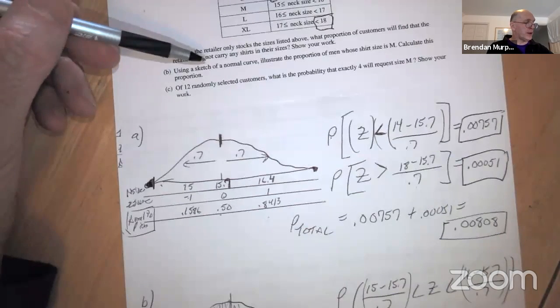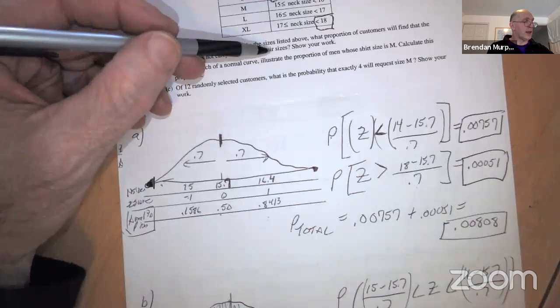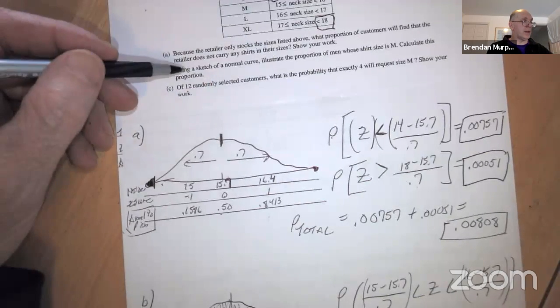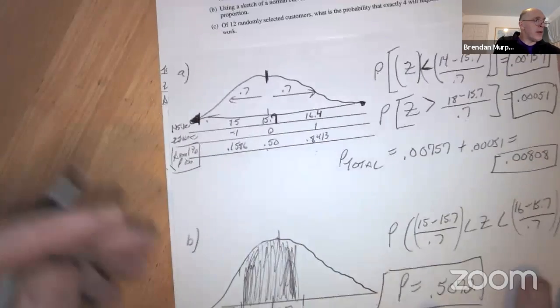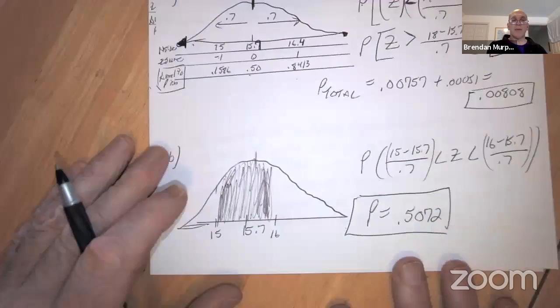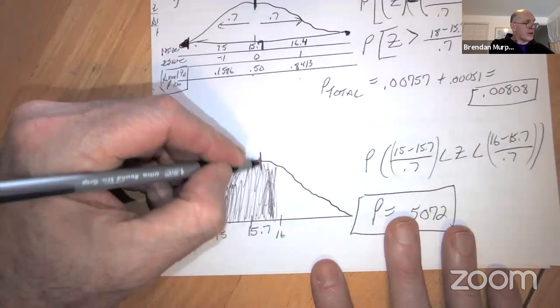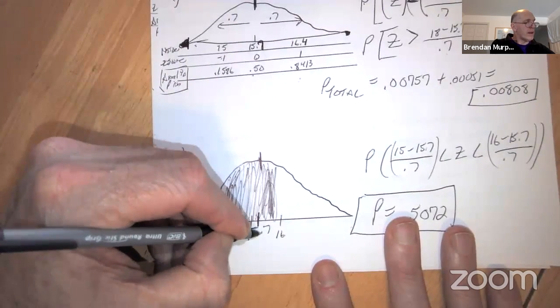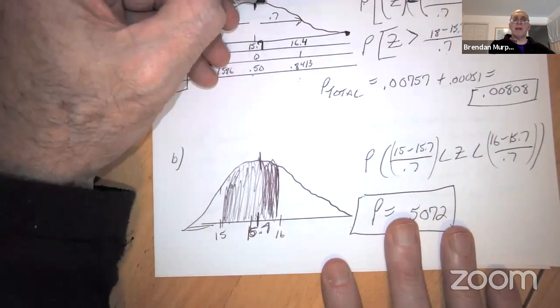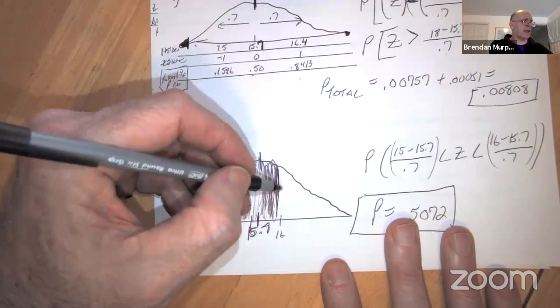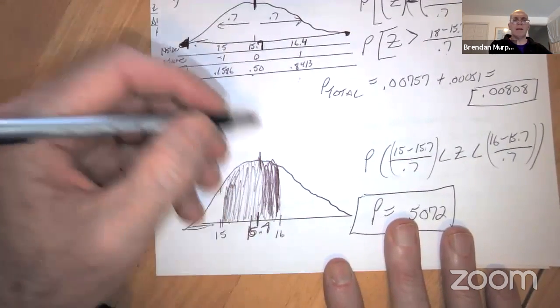Okay, part B says using a sketch of a normal curve, illustrate the proportion of men whose shirt size is medium. So again, I've tried to do my best to draw a normal curve here. There's my mean of 15.7. And I'm just eyeballing 16. I know that my standard deviation is 0.7. And so that's less than one standard deviation. So I've just eyeballed it.